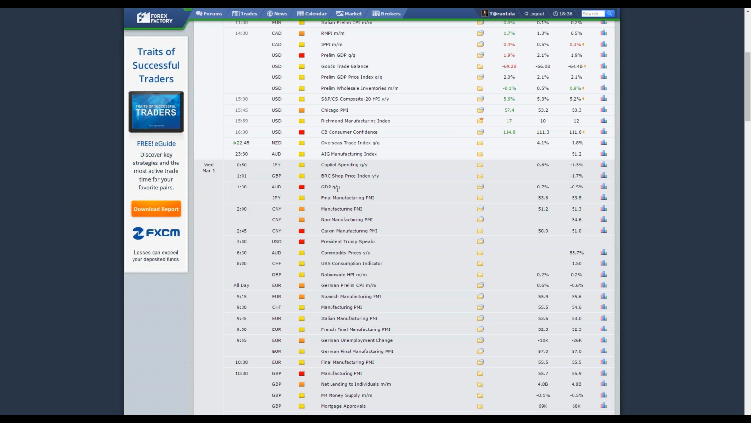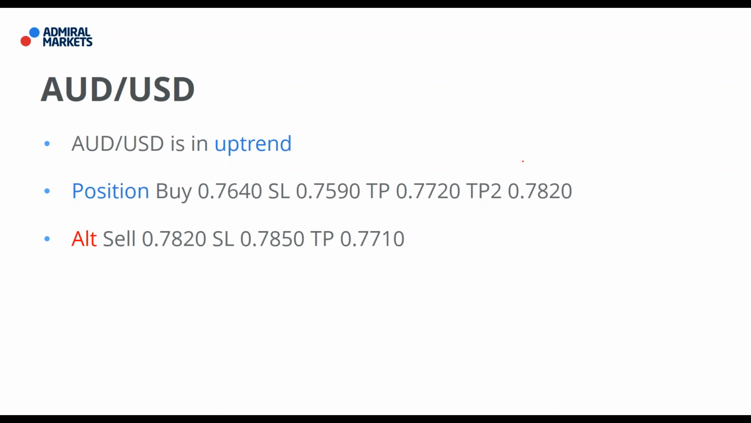I think that we can make this setup running around 76.40, positional buy, 75.90 stop loss, 77.20 TP, 78.20 alternative. Sell at 78.20, stop loss 78.50, TP 77.10. So I think that even on Australian dollar we could try to get this running, no matter the GDP.